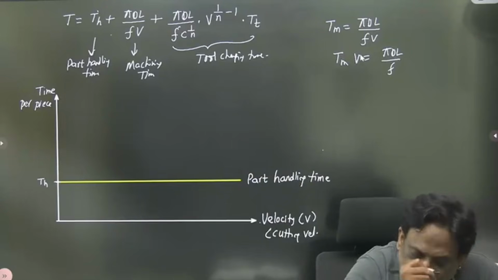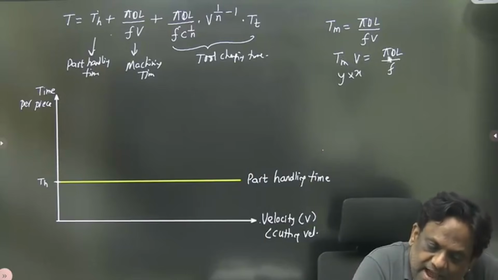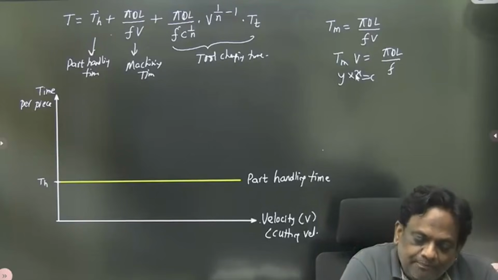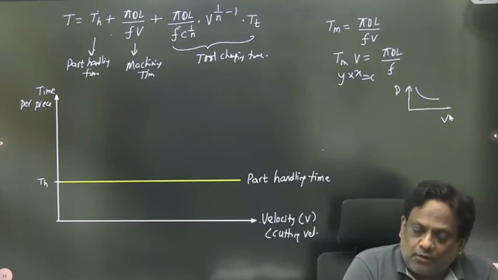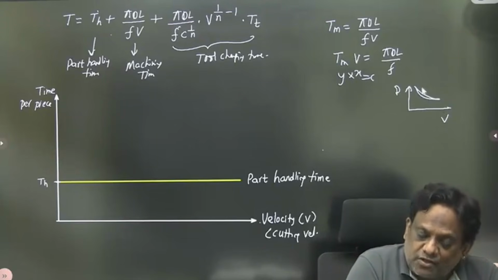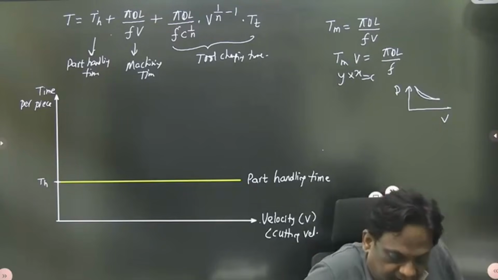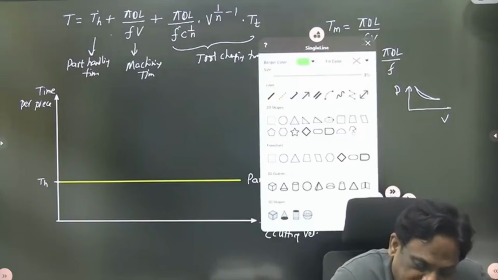Machining time into velocity, velocity is x. Machining time is on the y-axis, and diameter is constant, length is constant, feed is constant, so xy is constant. Xy constant is a rectangular hyperbola. In thermodynamics, you have seen the PV diagram. For an isothermal process, PV is constant, it is a rectangular hyperbola.